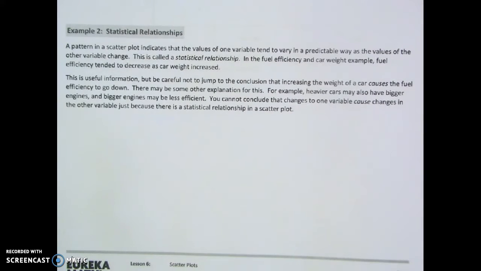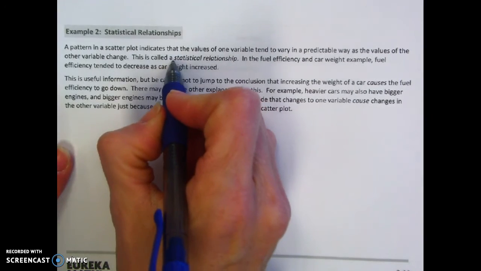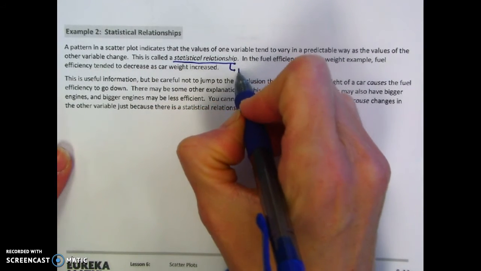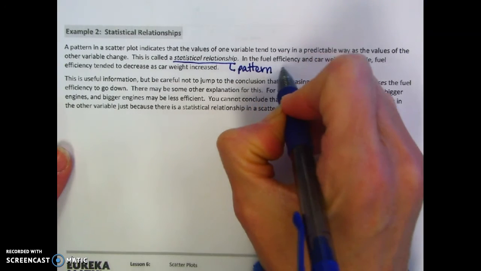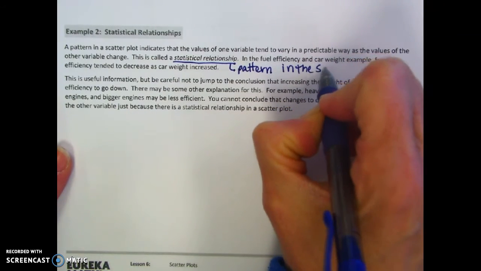So, all right, next we're going to have two more definitions here. A pattern in a scatter plot indicates that the values of the variable tend to vary in a predictable way. So as one variable changes, you can tell what's going to happen to the other variable. As one variable goes up, what's going to happen? Is the other variable going to go up or down? This is called a statistical relationship. So a statistical relationship is simply a pattern in the scatter plot.